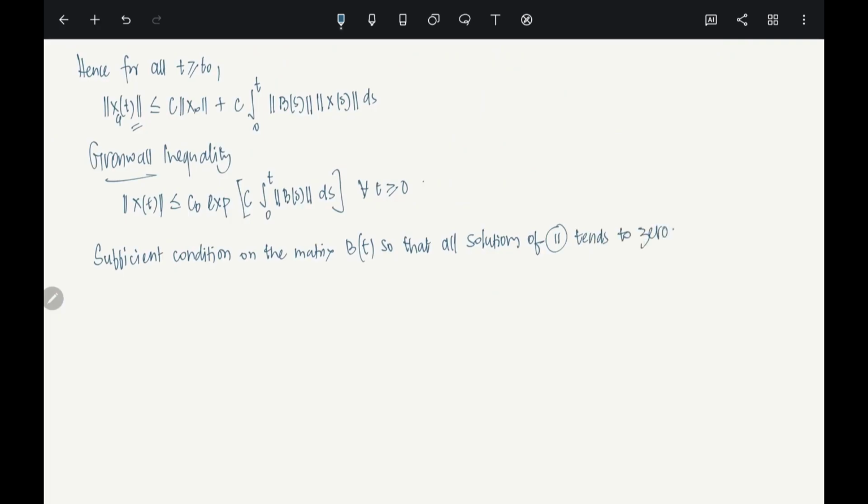So did you understand the question? See, the first thing was that we wanted to understand when all the solutions are bounded. Now that we know that when all solutions of the homogeneous equation are bounded, then all solutions of the perturbed equation are bounded, provided that the norm of B is integrable. Now the question is this: when can we say that all solutions of this equation with matrix B of t tend to 0? So let me ask you this question. Maybe you can pause this video and think about this.